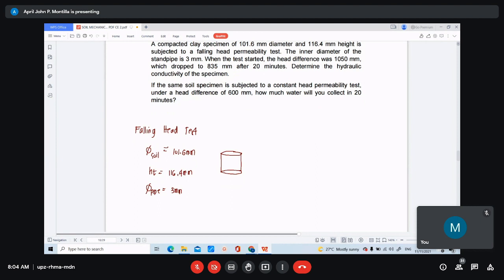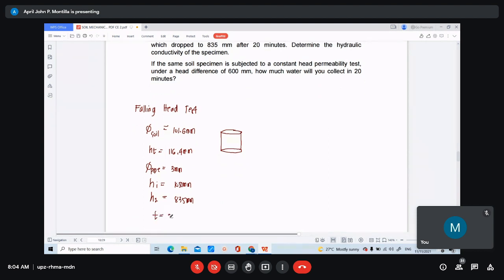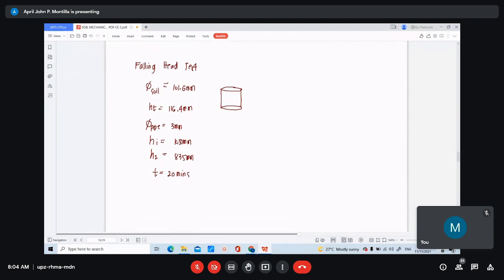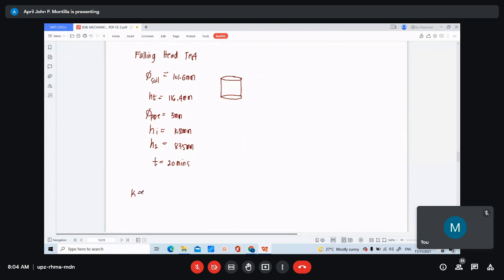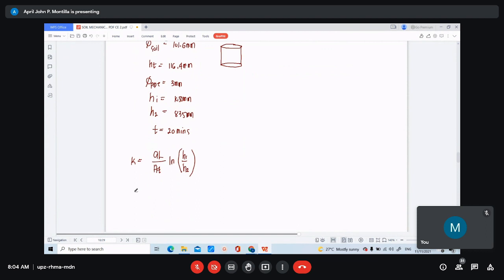And then initial head difference, when time equivalent to 0, or when the test started, that is 1050. And then it was dropped to H2, final head difference, 835 millimeters. No? And then the duration of the falling head test is 20 minutes. And then pinapakompute yung hydraulic conductivity ng soil specimen. A falling head test, no, ano ba yung formula? That is AL over At, ln of H1 over H2. No? O direct substitution.